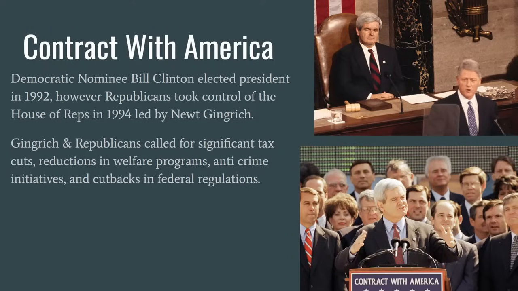Amongst the Republican ranks, Congressman Newt Gingrich rose to prominence with his Contract with America plan. It helped Republicans sweep into power during the 1994 midterm elections. The plan called for significant tax cuts, reductions in welfare programs, anti-crime initiatives, and cutbacks in federal regulations. While they were not on friendly terms with Democrats, Republicans were able to work with moderate Democrats and Clinton himself to get many of those items addressed and laws passed in Congress.